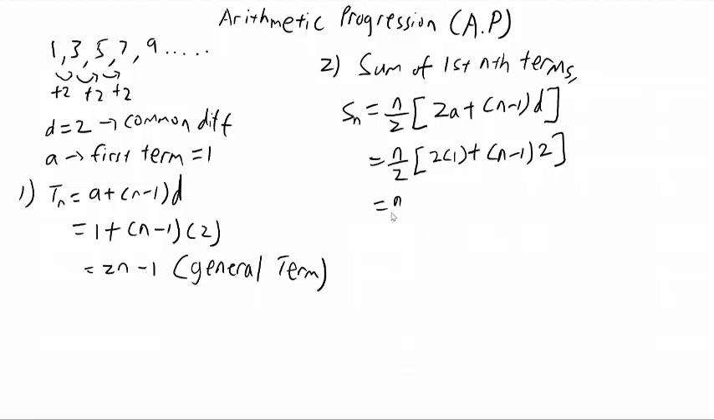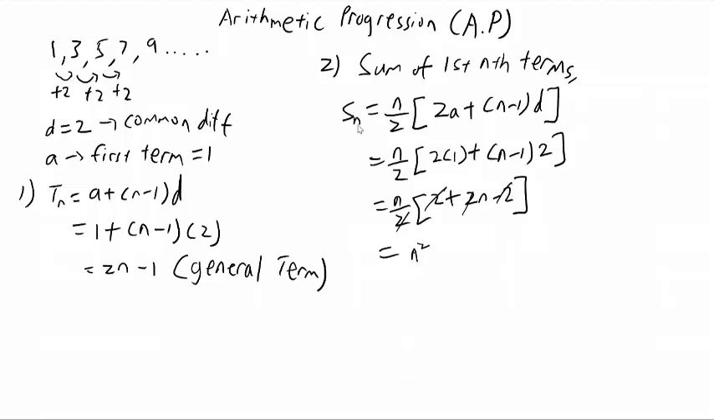Let's simplify this. 2 times 1 is 2. You expand all this and you get 2n minus 2. The 2 minus 2 cancels off, and the 2 and 2 here cancel off. So n times n, you're left with n squared. So this is the sum of the first n terms, it's actually n squared. So let's double check this formula.